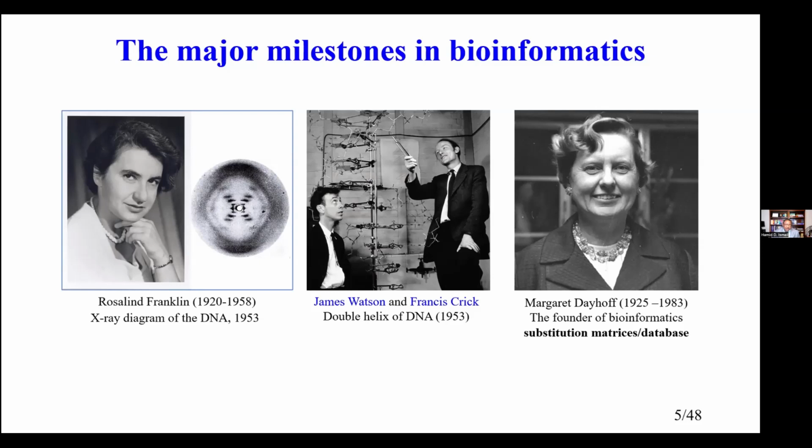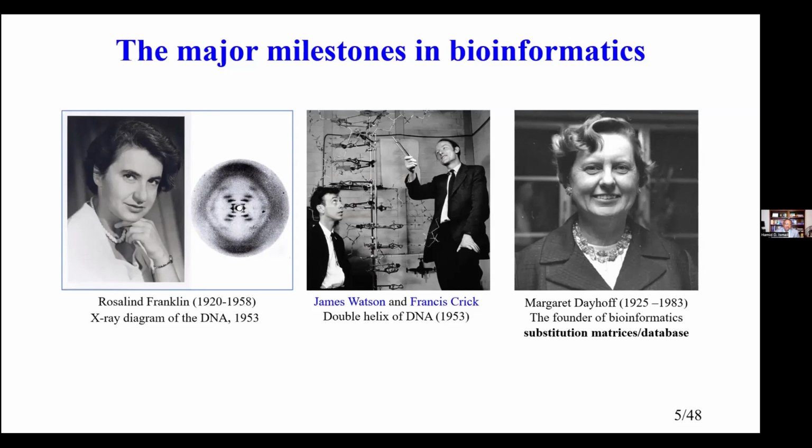So these discoveries, and also there was another scientist who played a very important role, because when he was extracting the material of DNA and tried to quantify the DNA, he found that the amount of cytosine is equal to guanine, and the amount of adenine is equal to thymine.